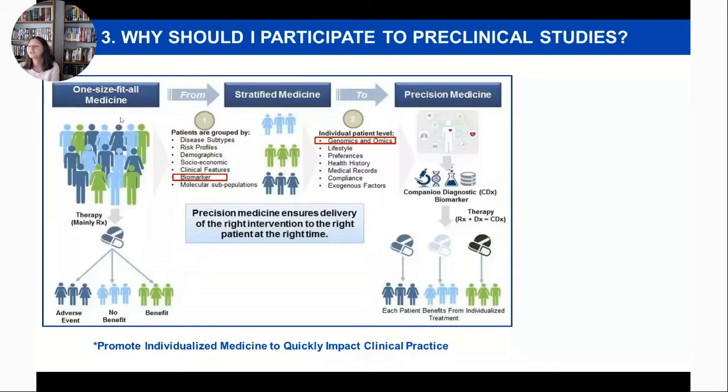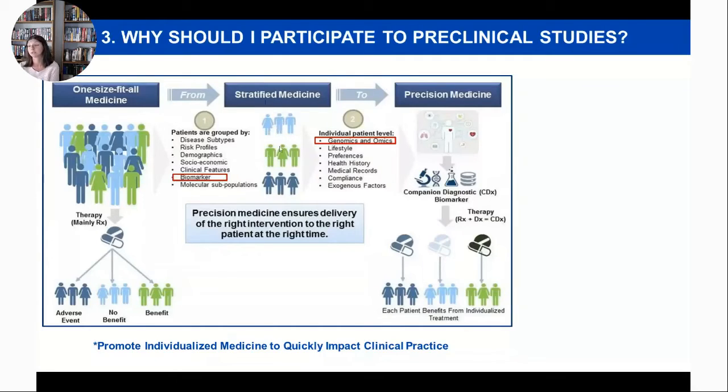So what we are moving towards now is a more stratified medicine or precision medicine. So basically what it means is that stratified medicine means you will be grouping patients to increase your chance of seeing an effect of the drug, because everybody's different, right? But we can sort of subclassify groups of patients to be able to see a better effect of treatment. So this is what stratified medicine is.